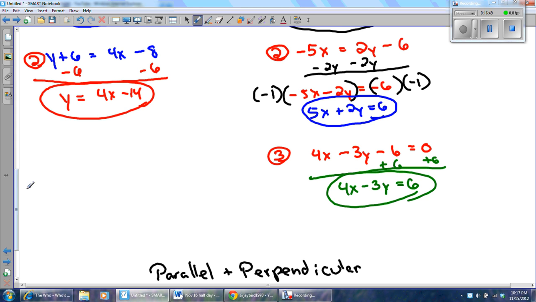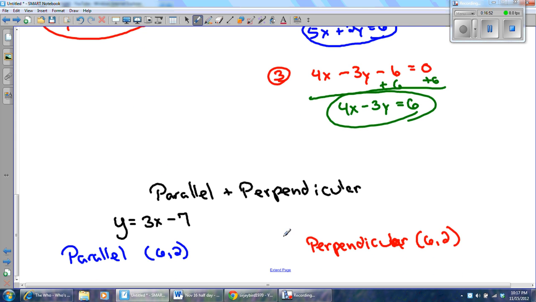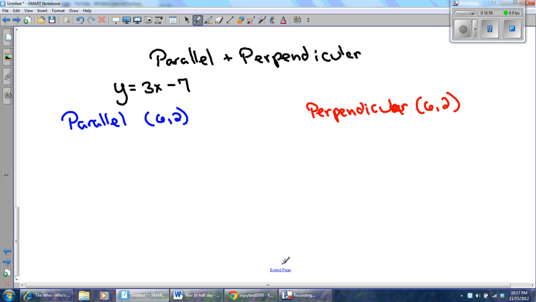All right, last section we're going to cover, and again, you can stop and pause this anytime you want. I've given you this equation right here. I need to know the equation of a line parallel that goes to the point 6,2. And I also want to know the equation of a line perpendicular, going through the point 6,2. First of all, the slope of this line is 3, right? Now it's just like the problem I did earlier.